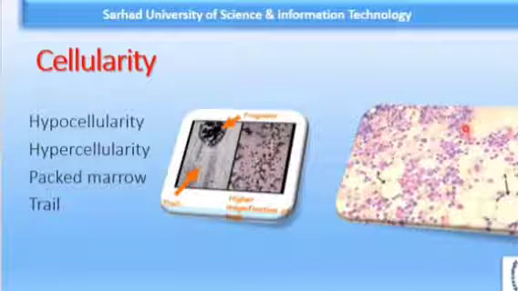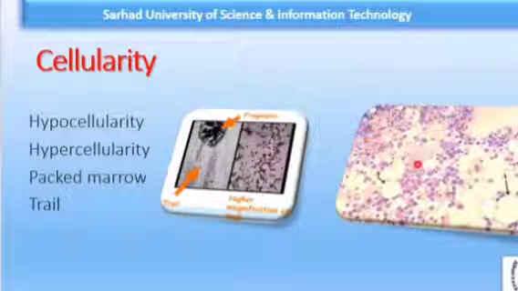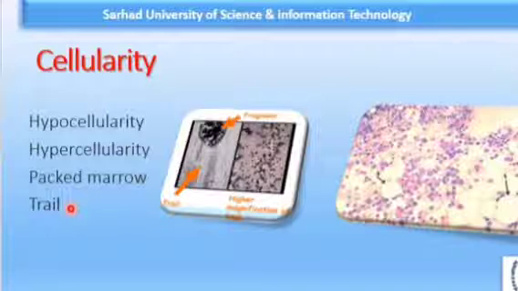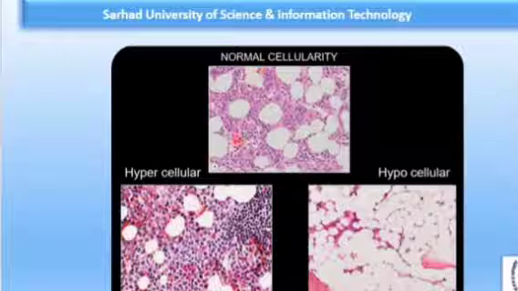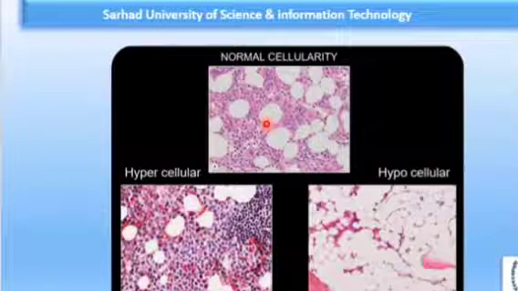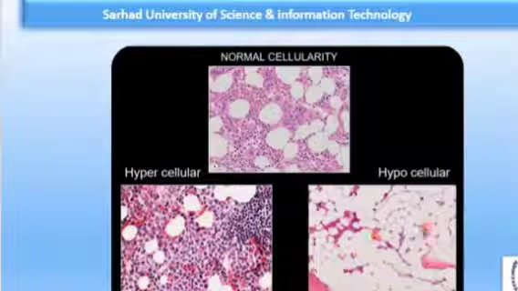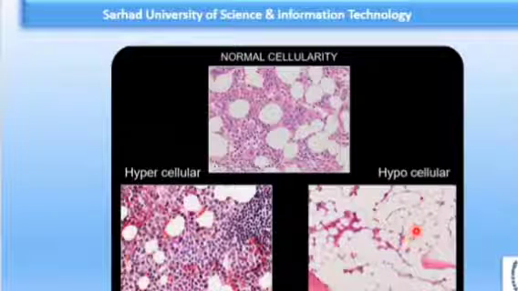So, like here, this is a normal marrow, and these are the fat spaces. These are the myeloid cells. Here you are also looking for some megakaryocytes, but in the cellularity, you are specifically looking for hypercellularity, packed marrow, and then you are also looking at the trail. Here, this is a normal cellularity of a bone marrow. This is hypercellular, and here you are looking at hypocellular. Fat spaces are more here.